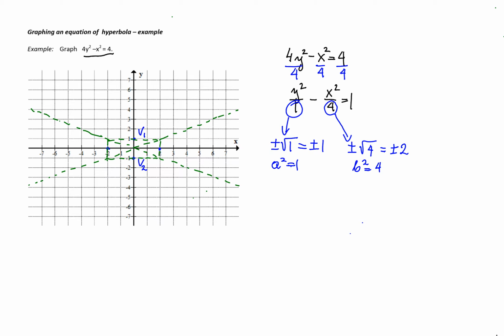Now the asymptotes divide the plane into 4 parts. The hyperbola is going to be in the 2 parts that contain the vertices. So now we are ready to graph that hyperbola.